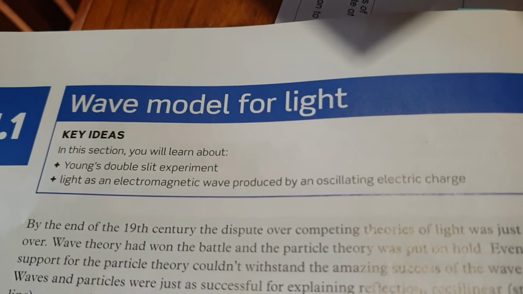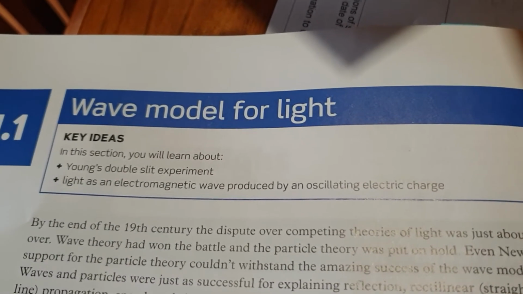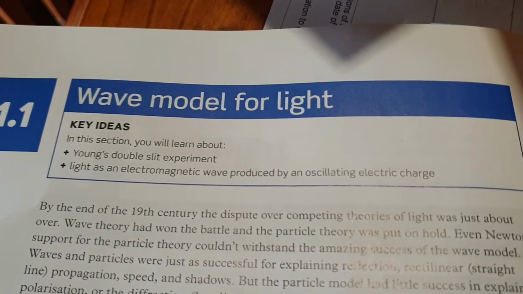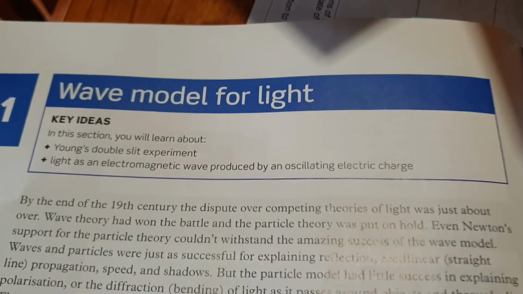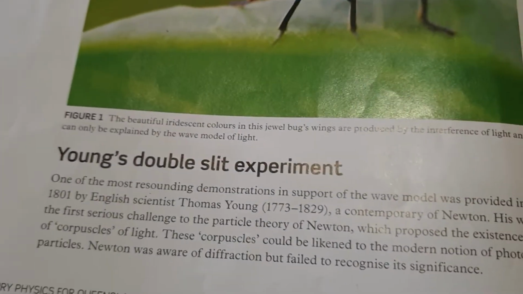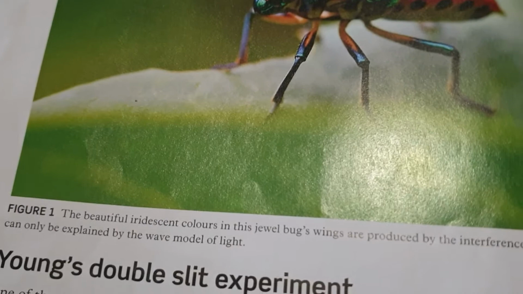So the chapter starts off looking at the wave model for light. What we're going to be looking at by the end of this chapter is this wave-particle duality of light. So it's got some wave properties and it's got some particle properties. It starts off here, wave model for light, and it looks at this very famous experiment, Young's double slit experiment.